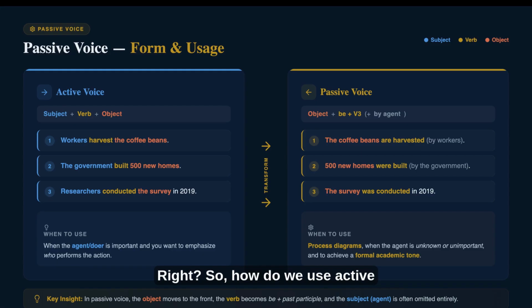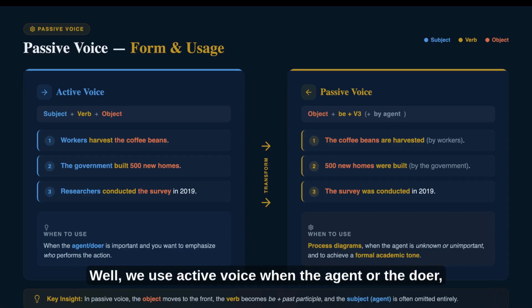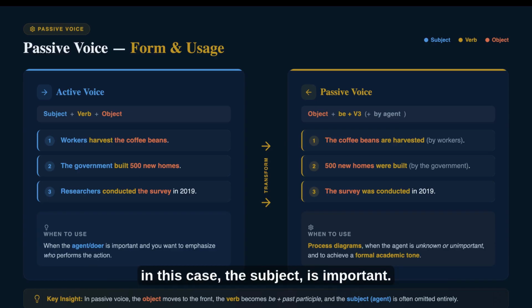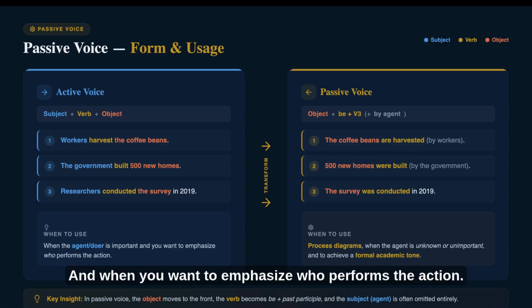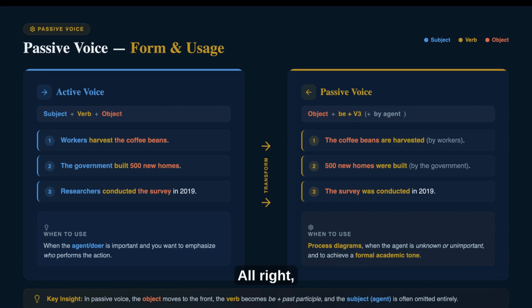So, how do we use active voice in your IELTS Academic Writing Task 1? Well, we use active voice when the agent or the doer, in this case the subject, is important and when you want to emphasize who performs the action. All right, let's move on to the passive voice.